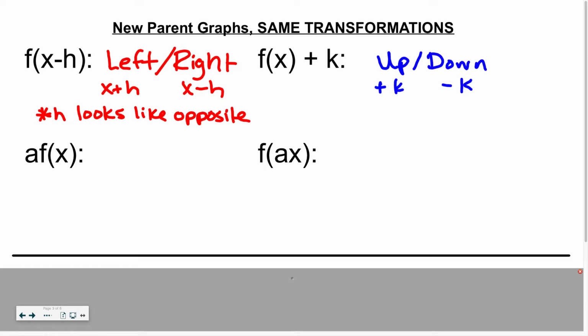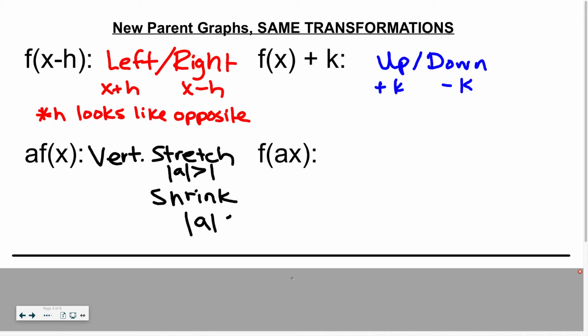And then you might have something that's getting multiplied in your function. Okay? When it's multiplied on the outside, which is more likely what I'm going to be asking you, this is the vertical stretch or shrink. Okay? So A times Y is a vertical stretch if the absolute value of A is greater than 1, or a shrink if the absolute value of A is less than 1 but greater than 0.